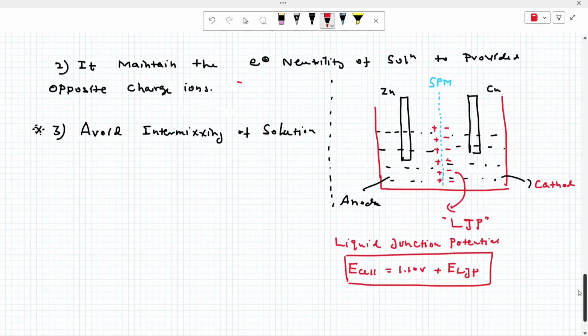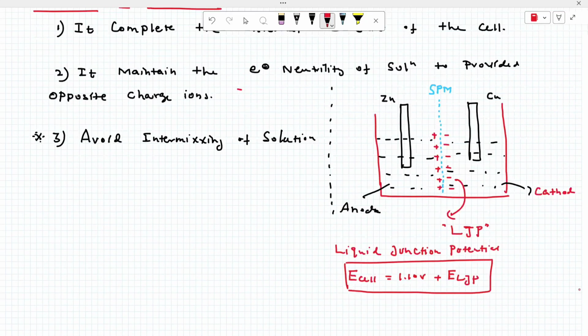To avoid this, to avoid the intermixing of solution of two electrolytes, as well as to minimize the liquid junction potential, we can use salt bridge. You understand? Not only electric neutrality, that's the main point. What is the other main point now? To minimize the liquid junction potential, we're going to separate the two half cells using the salt bridge. This is very important, please.